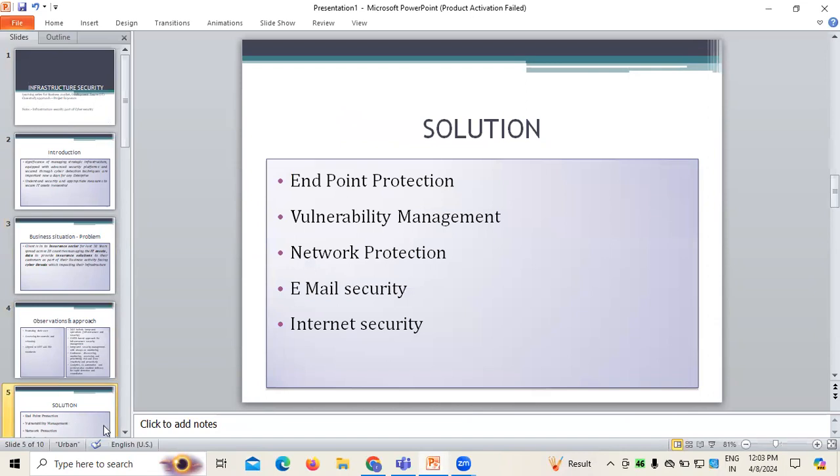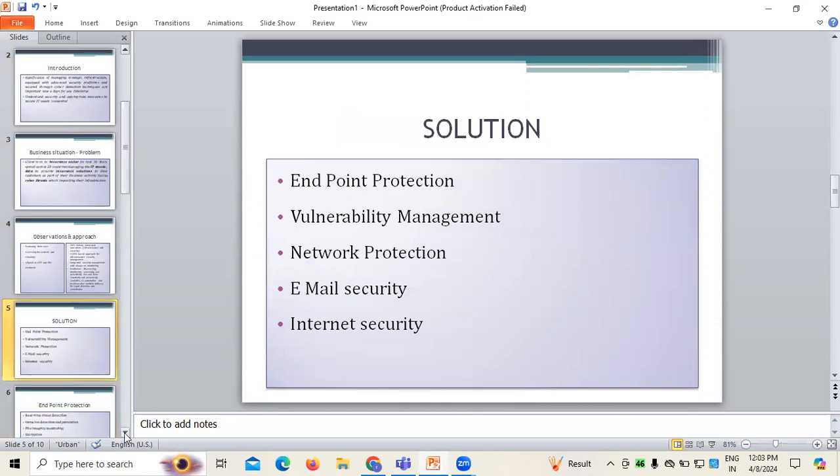Now, what solutions are we going to provide? These are the solutions that the business analyst and other team members have identified so far. One is endpoint protection. Second is vulnerability management, followed by network protection, email security, and internet security.